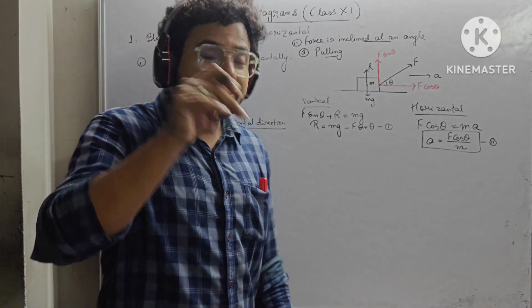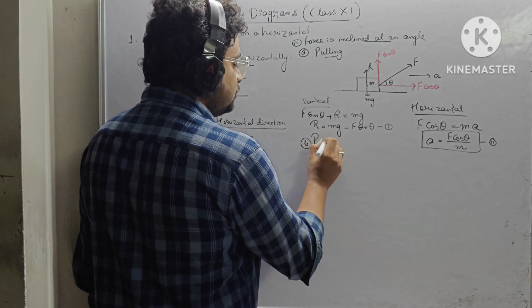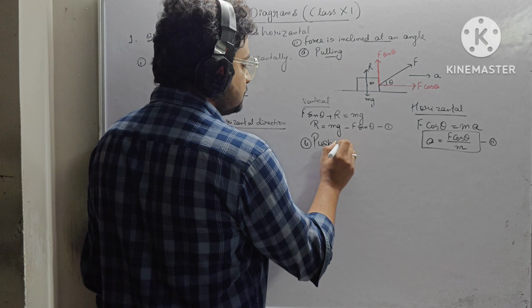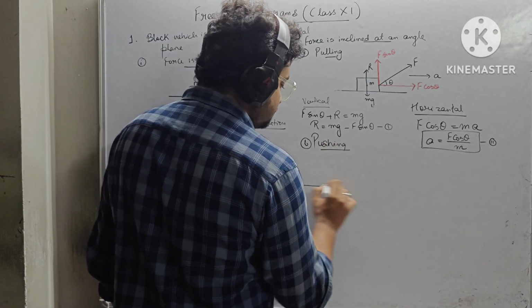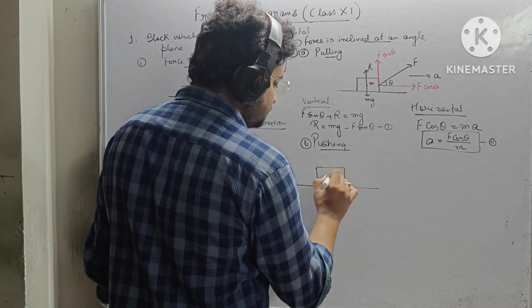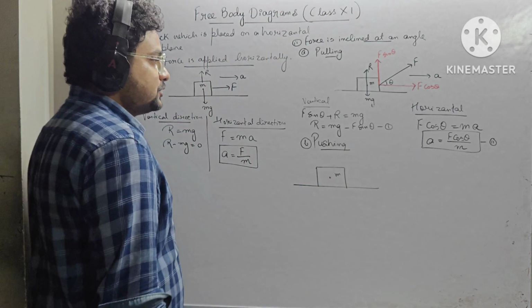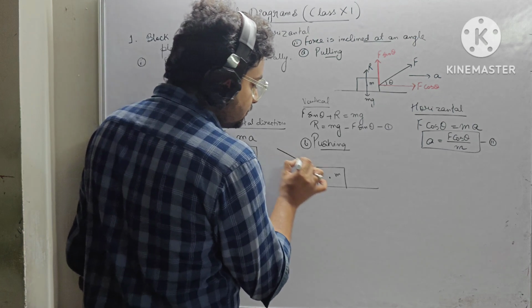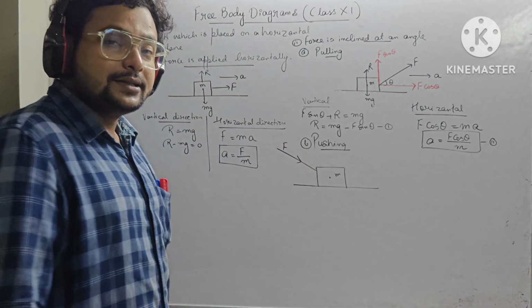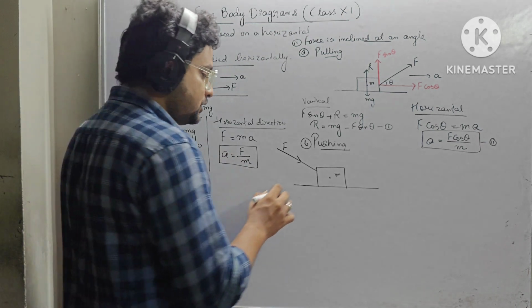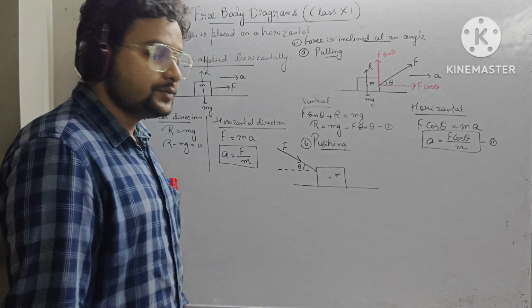What if I am pushing the body? If I am pushing the body, in that case how do we find it? Suppose I am pushing the body. This is the body, fine? Suppose I am pushing the body from this side by a force. Now let us mark all the forces first. Suppose this is acting at an angle theta.